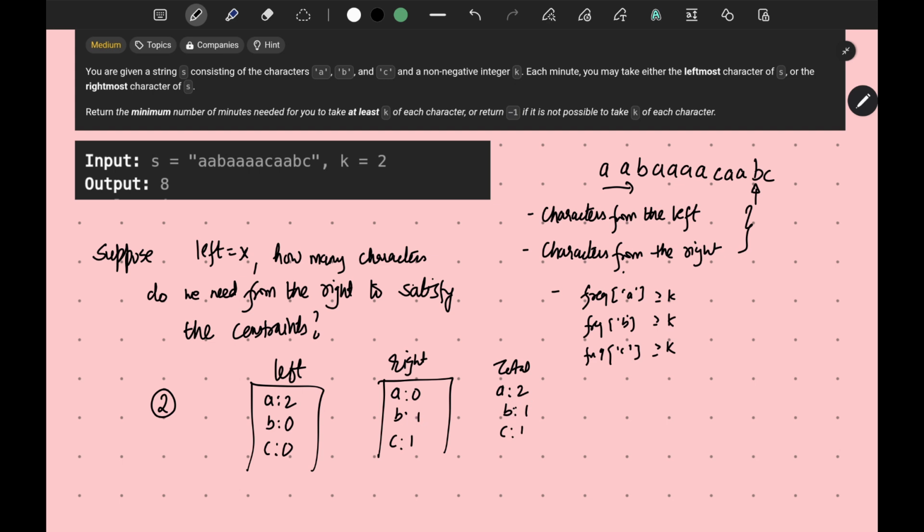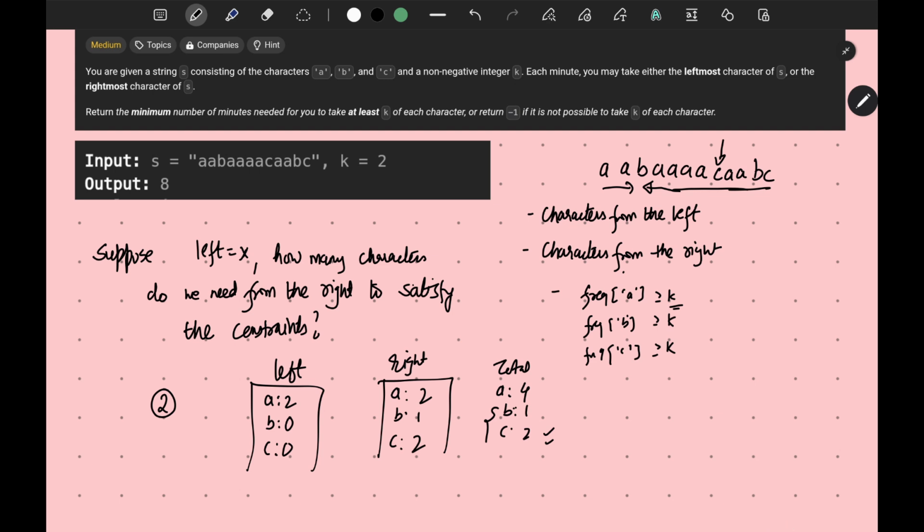Okay, and now we need to take more characters from right. So if we take again, then we would have more quantity of A. So for A this condition is satisfied, but for B and C it is still not satisfied. So we will take more characters from right. Now A is 4. Okay, now we take more characters from right. So now C is 2. So now for C also this condition is satisfied, and we need at least 2 B's. So that means we have to take all till here, because this is the only B we have.